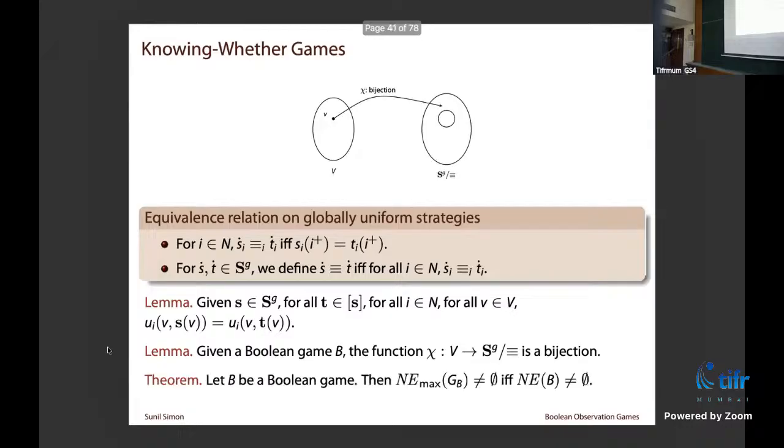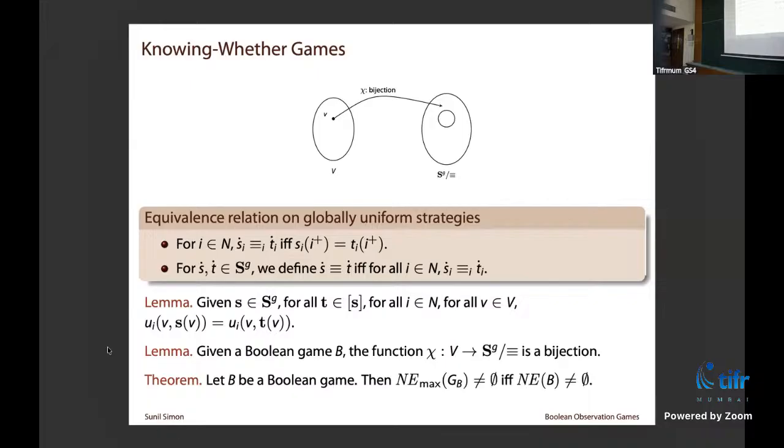So as a consequence, what you can show is that given a Boolean game, you can embed it into a knowing whether game in such a way that the set of Nash equilibria in the Boolean game is not empty if and only if the set of the max Nash equilibria in the knowing whether game is not. So you can actually identify the precise fragment of Boolean games, which happens to be this knowing whether fragment. Okay, so that is one thing.